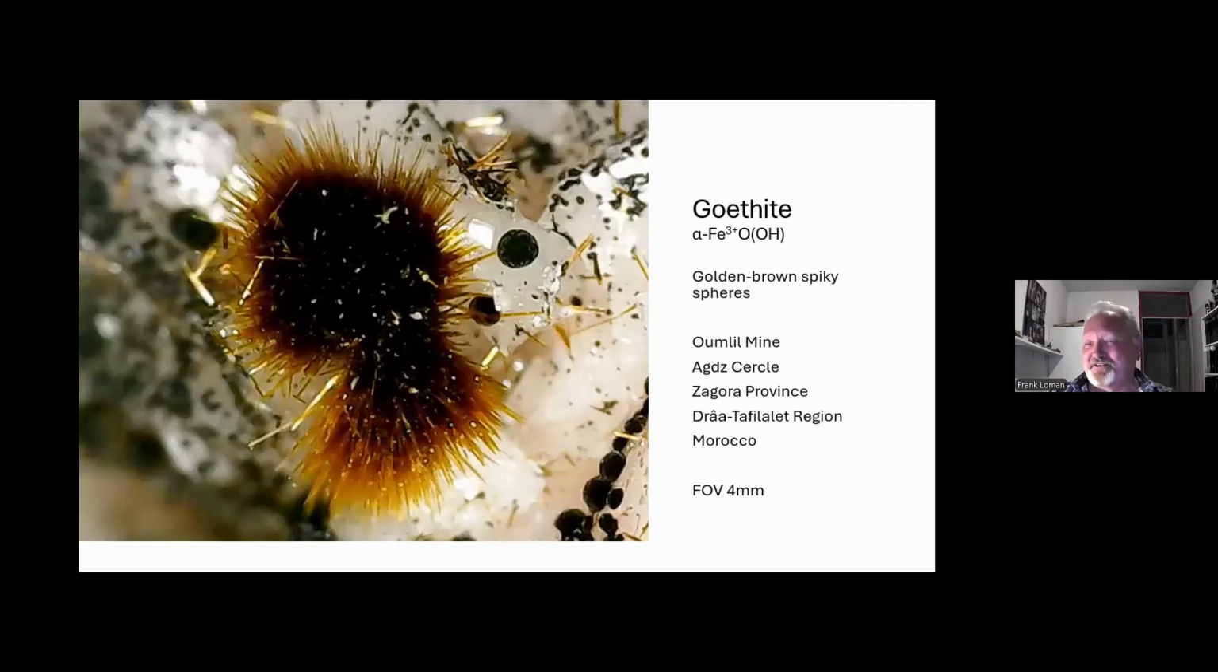My favorite spherical producers, goethite. And these are golden brown spiky spheres with normal spheres surrounding it, and they come from the Umnil mine in Morocco.